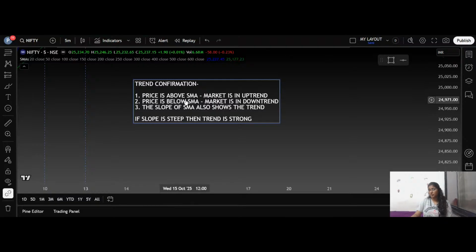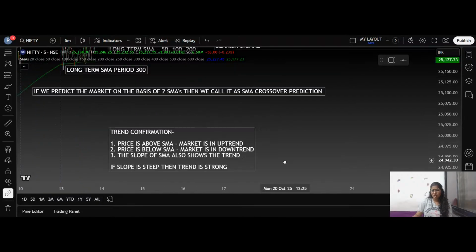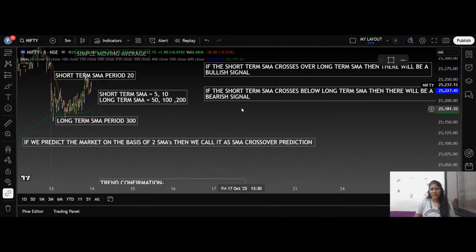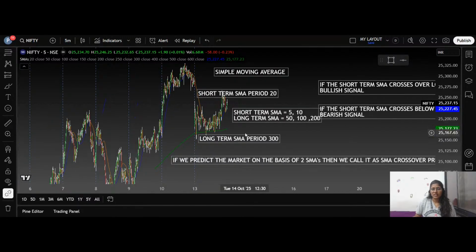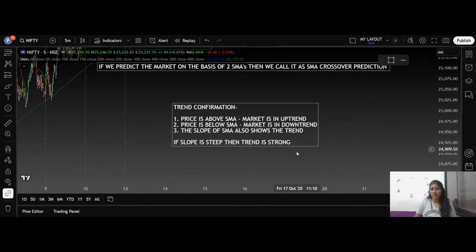If price is above the SMA, market is in uptrend. If price is below the SMA, market is in downtrend. If the slope of SMA also shows the trend, then if the slope is steep, the trend is strong. This is a very basic thing. But here, what we read before, this is the basic prediction of an SMA, how we confirm a trend.